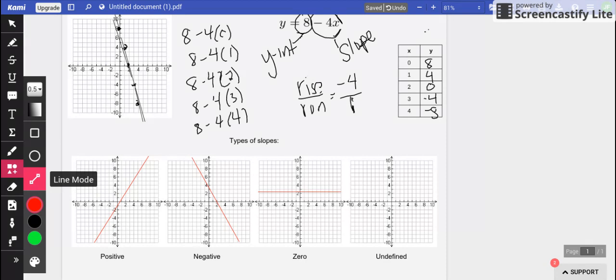And then undefined is the trickiest one because undefined is like falling off a cliff. It is going straight up and down. So it's almost like there is no slope at all. And that's it. So hopefully this helped you.